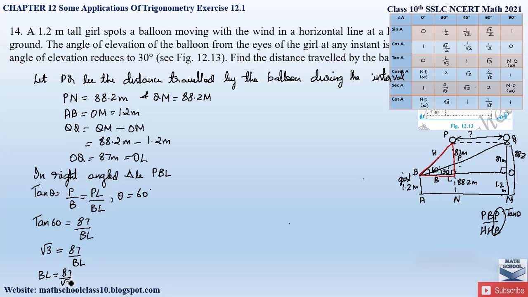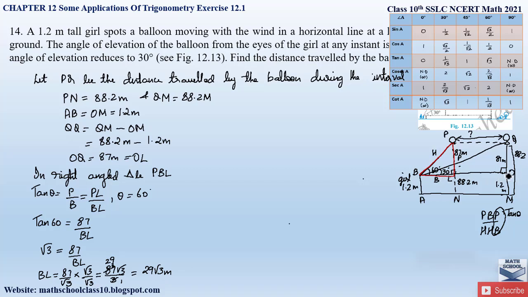Now here we should not keep a root number in the denominator, therefore we have to rationalize. We will multiply and divide with the denominator, which is root 3. So root 3 divided by root 3, right? So 87 into root 3 divided by, what is root 3 into root 3? It is 3. So cancelling, 3 times 29 is 87. So we will get BL as equal to 29 root 3 meter. Alright, so we got this value as 29 root 3 meter.